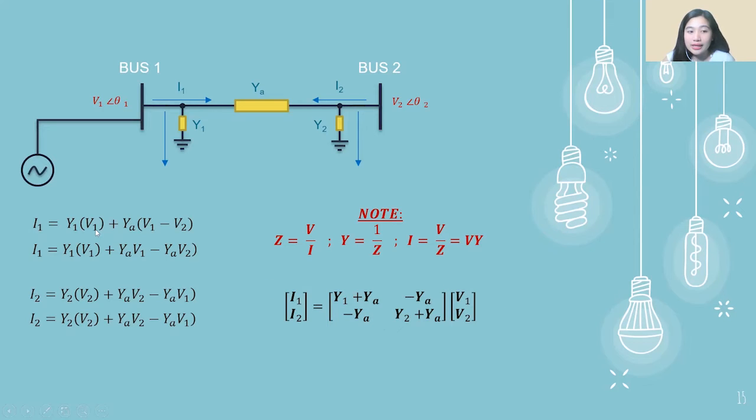Diba? I1 natin is this equation. So meaning to say, we have to remove the V's there because of the reason na may V na tayong i-multiply dito sa tabi niya.